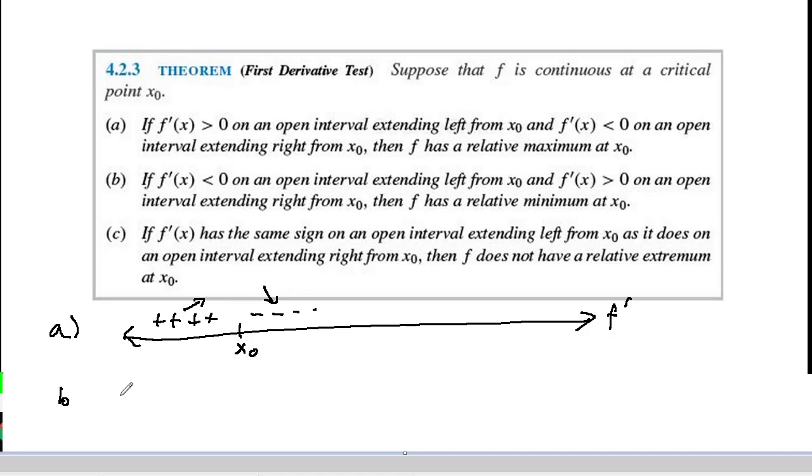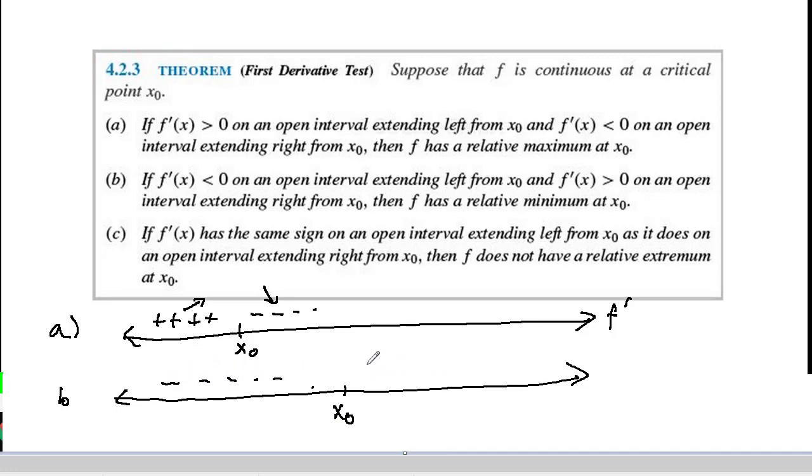Part B says that if you were looking at a critical number at x naught and you were negative on the left and positive on the right of that critical number, then you must have been going down and then up, and so you were going to have a relative minimum at x naught. And part C says if you don't change signs, then you don't have a relative max or a relative min, and that should be intuitive.